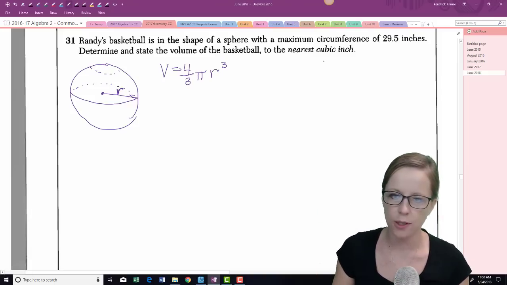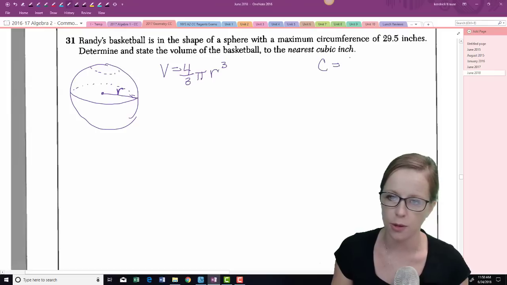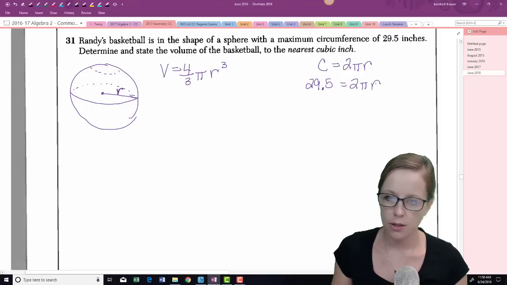And I know the circumference formula, or the better circumference formula, is 2 pi r. So 29.5 is equal to 2 pi r. So I want to find the r. I'm going to divide by 2 pi. And I'm going to get a value for r.